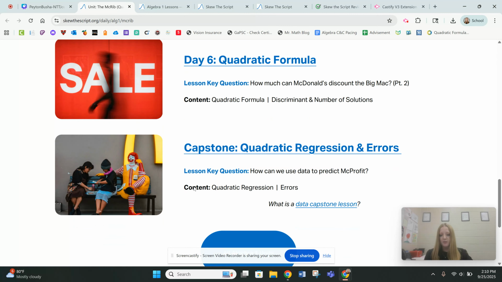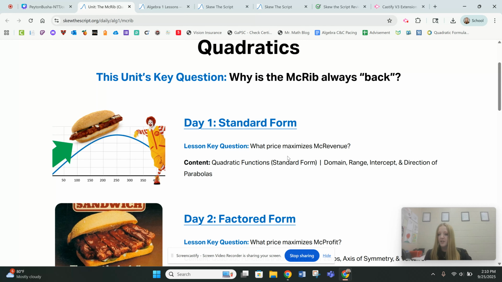I really appreciated this as well because although there is one big overarching question, each day students are challenged with another question. So for example, day 1's smaller question was what price maximizes the revenue of a McRib? And through this, they utilized standard form, domain and range, intercepts, and whether your parabola is pointing upwards or pointing downwards. So that was really cool as well.